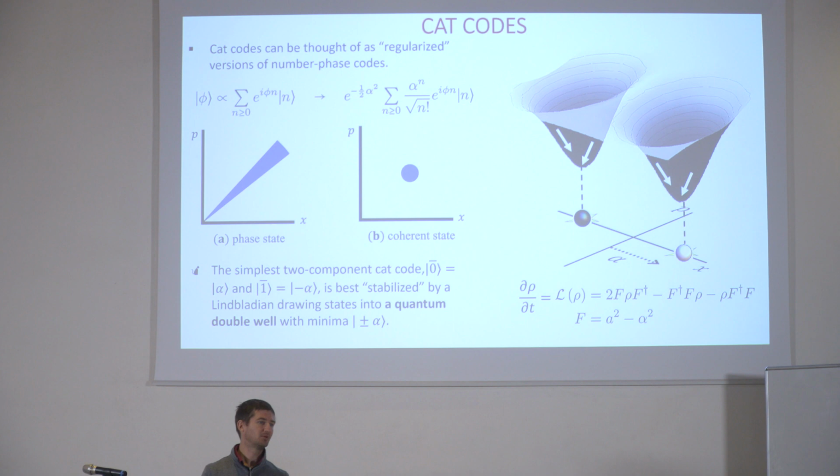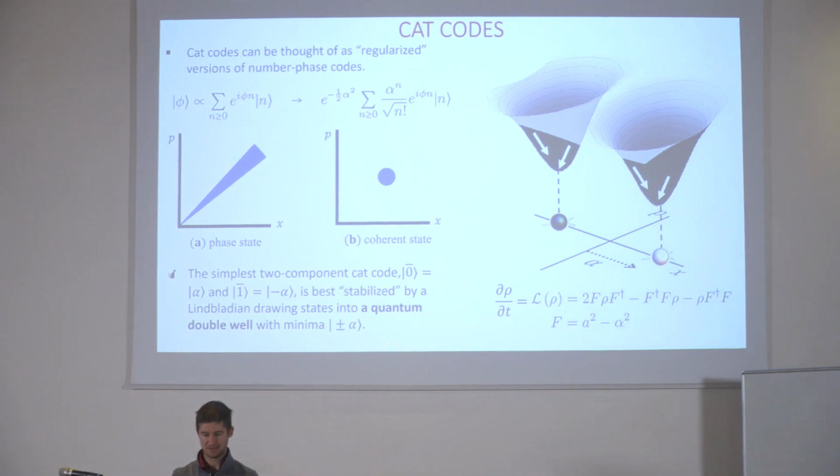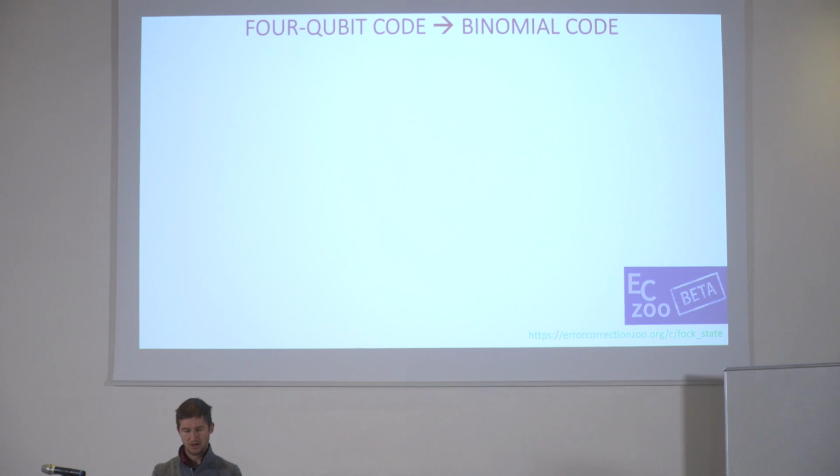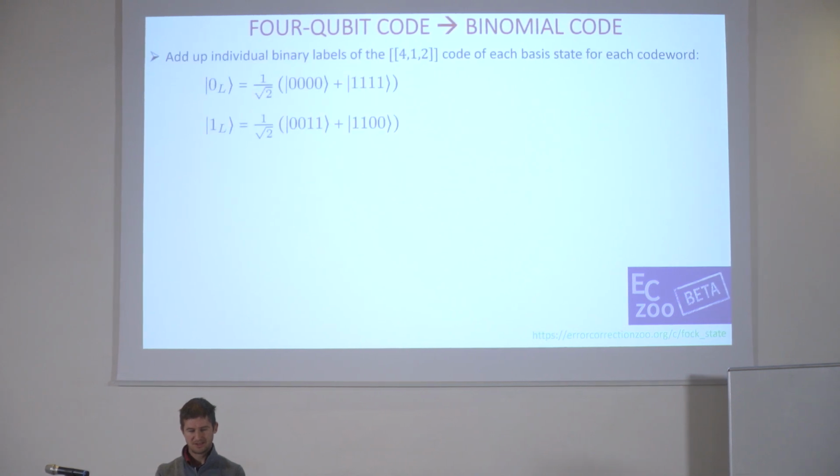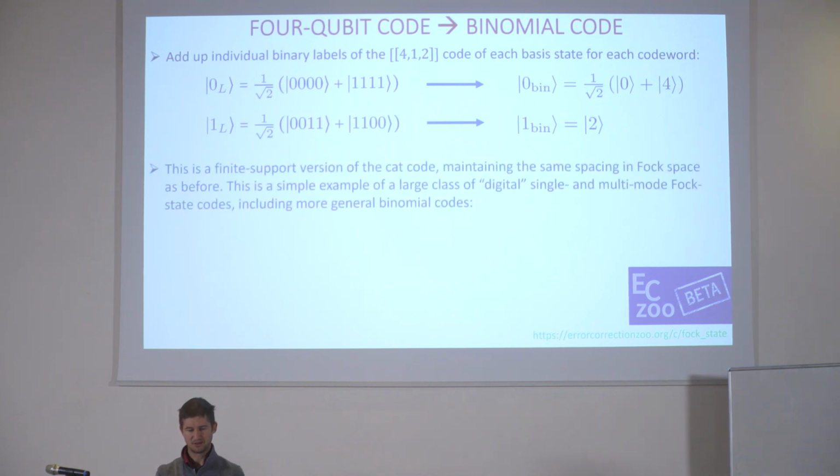And there you do need multiple Lindbladians to stabilize the multi-well potential. I don't want to advertise it, but it is a very straightforward generalization of these types of designs. Okay, one more code. You already saw this mapping. Don't overthink it. It's really just a heuristic for this binomial code.